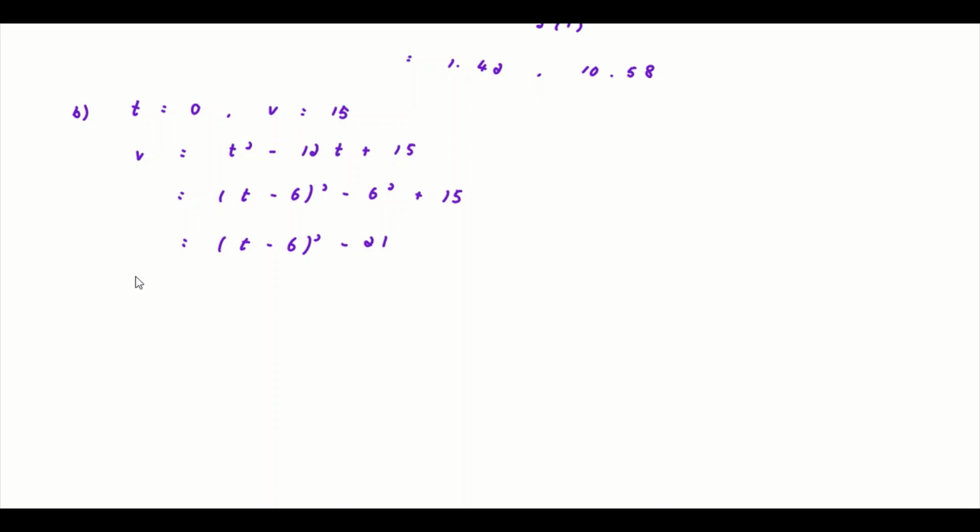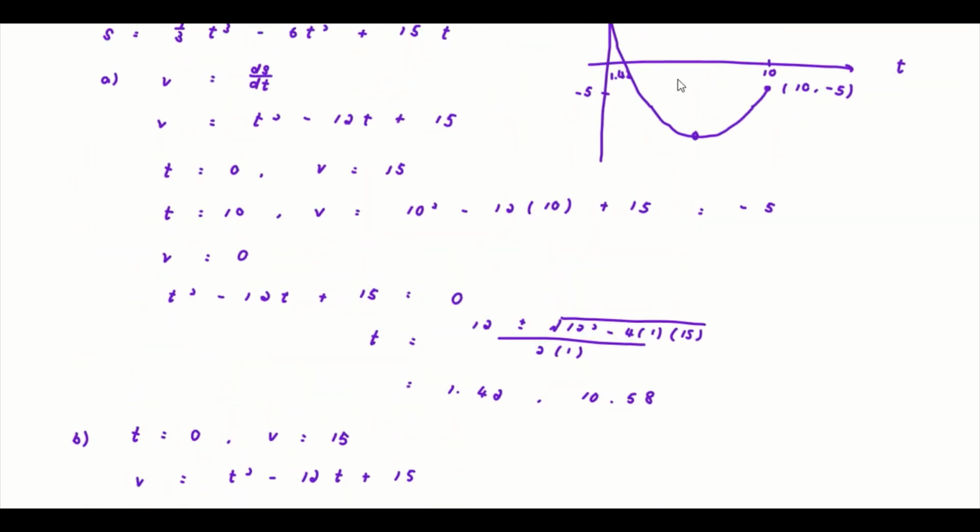It tells me that I have a minimum point where t equals 6 and the velocity is negative 21. This minimum point exists in your graph, meaning that when t equals 6, your v is negative 21. When I change this into speed, this is definitely going to be bigger than 15. So my answer, in this case the maximum speed, is going to be 21 meters per second. This is one approach, using the support of this graph.